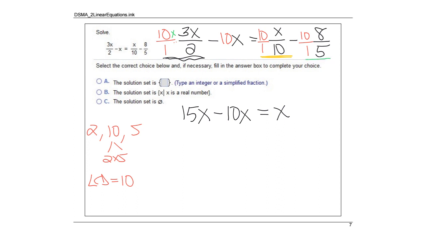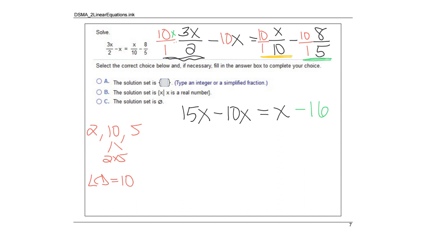And then finally, this last term, we can do it a couple different ways. 5 goes into 10 2 times, and then 2 times 8 is 16. Or you could do 10 times 8 is 80, and 80 divided by 5 is 16. So either way that you want to do that. All right, so let's clean this up.